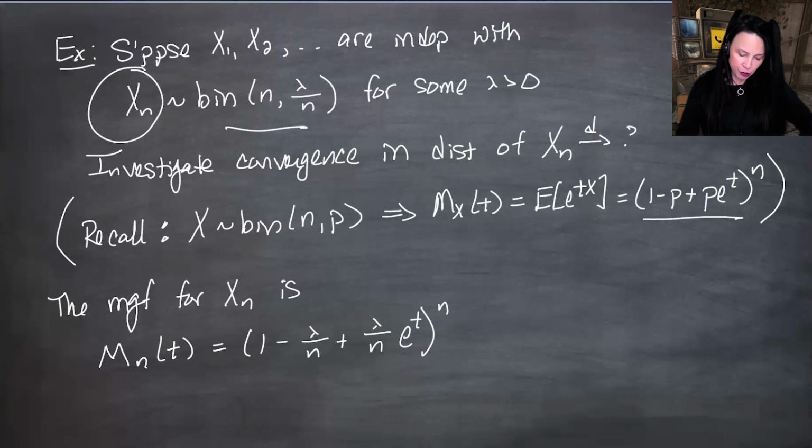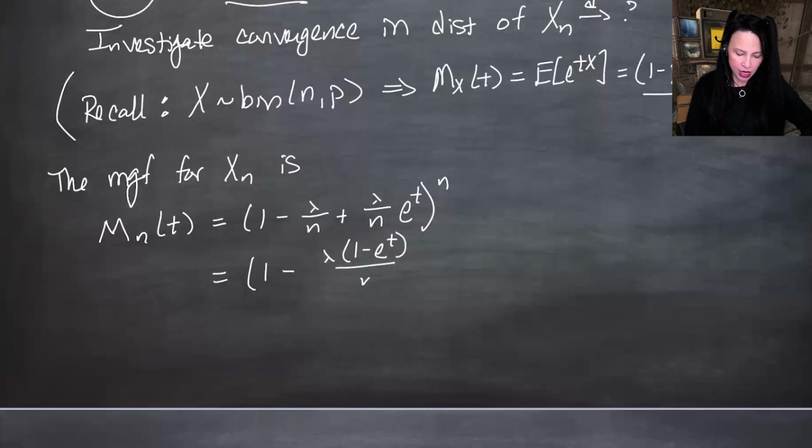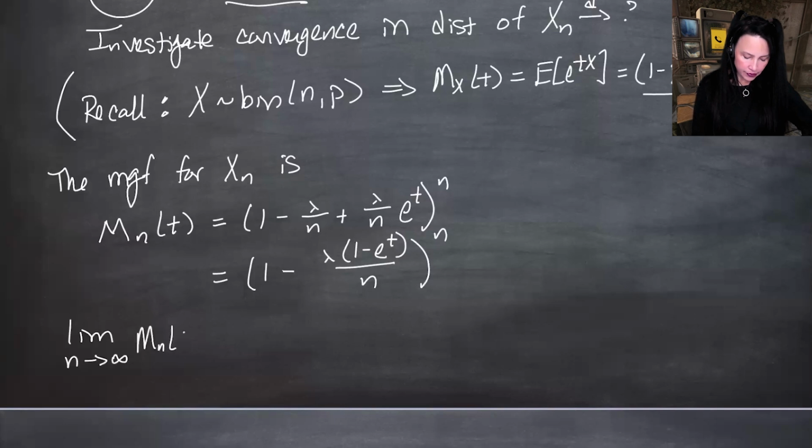I'm going to let n go to infinity, but first I'm going to clean this up a little bit. I'm going to combine those last two terms in there and say that this is (1 plus lambda times (e to the t minus 1) over n), all to the nth power. We want to let n go to infinity, which is the limit as n goes to infinity of this thing.